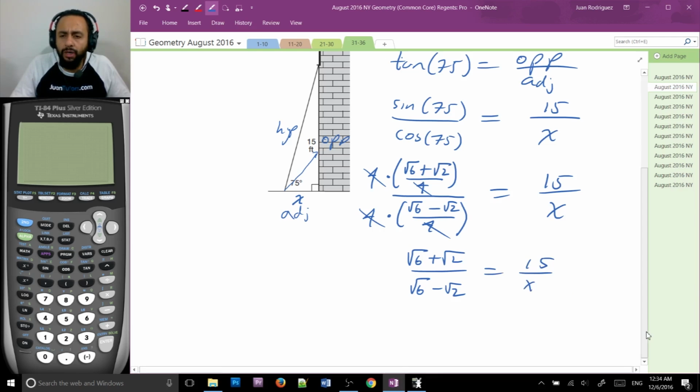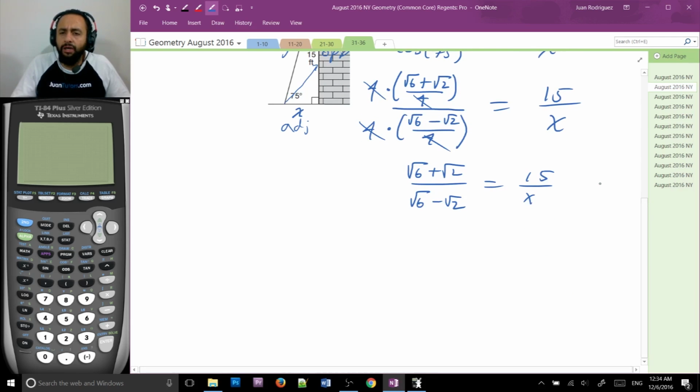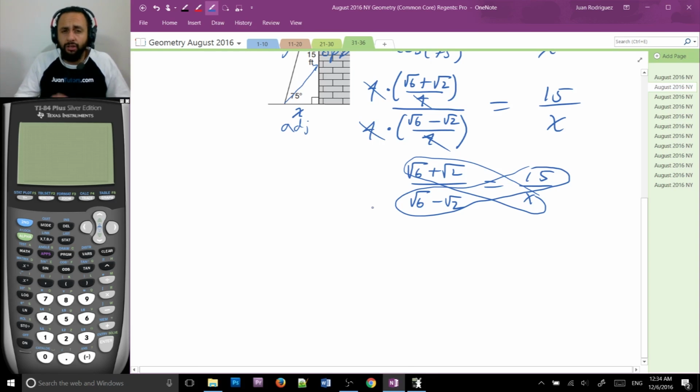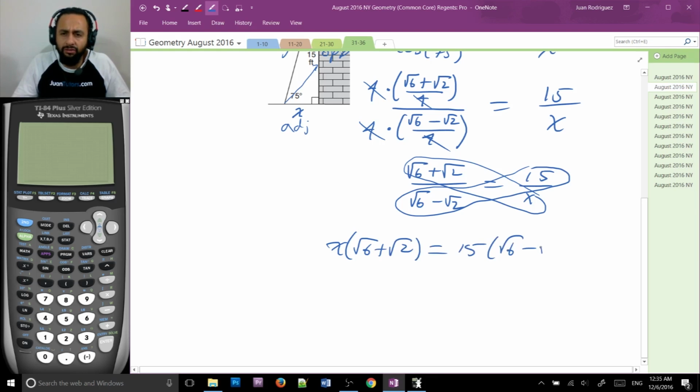Now, what do I do here? I know the kids love cross multiplying. That is a very advisable method. I know a lot of my students, I teach them that they can take the reciprocal of both sides. If two fractions are equal, then their reciprocals are also equal. But it's a little bit too heady for students for some reason. So let's just leave it at that. We'll cross multiply. So x times radical 6 plus radical 2 equals 15 times radical 6 minus radical 2.